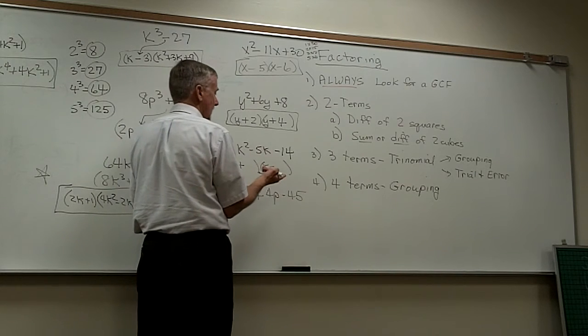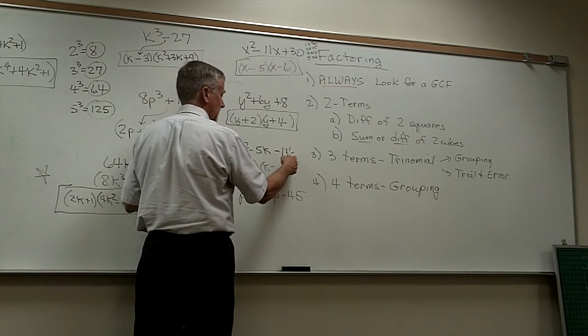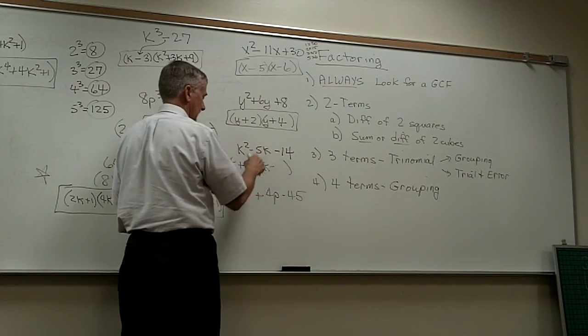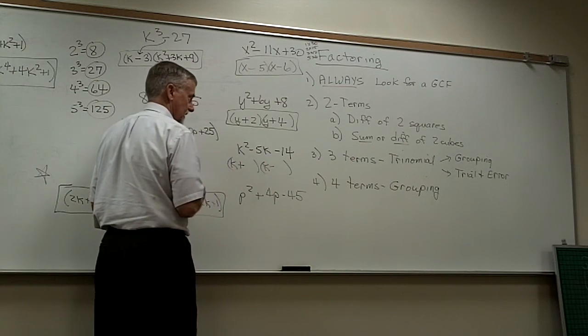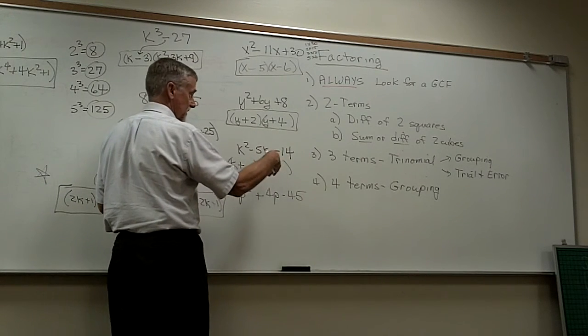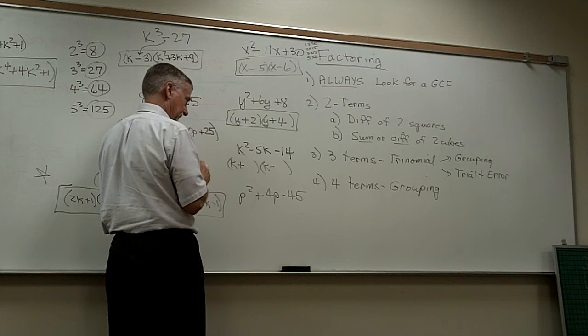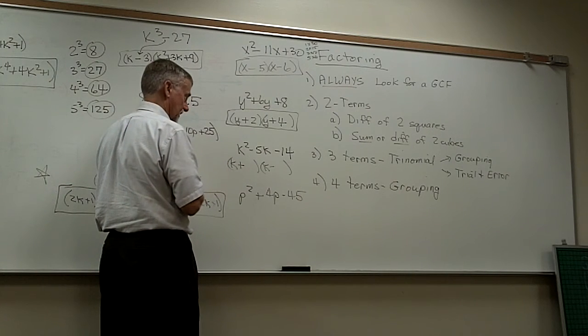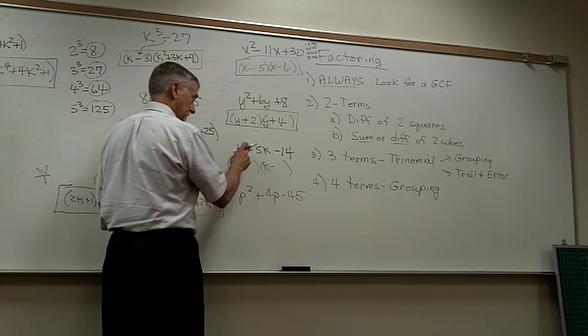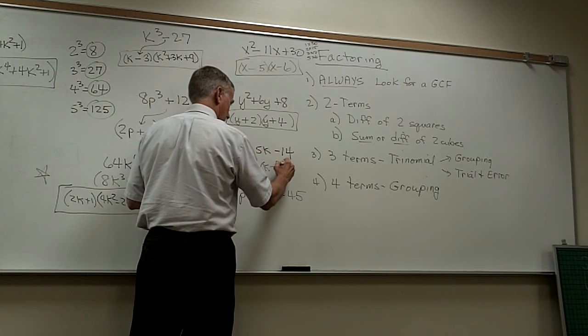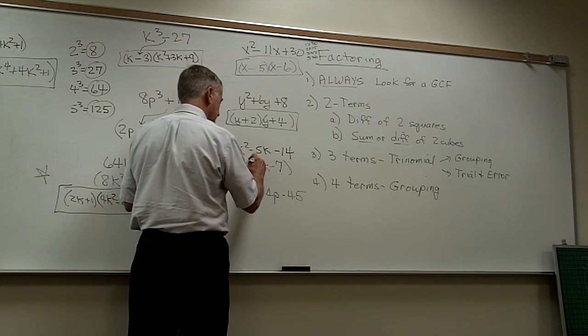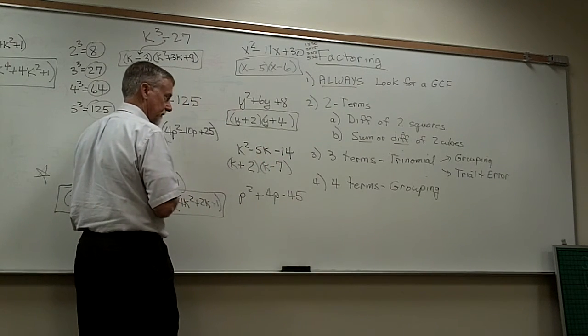Now, since the signs are different, I'm looking for 2 factors of 14 that will subtract to give me 5. 1 and 14, 2 and 7. 1 and 14 won't work, 2 and 7 will, but then I've got to make sure I put the numbers in the right place. To get a negative, the bigger combination has to be negative, the smaller one positive.